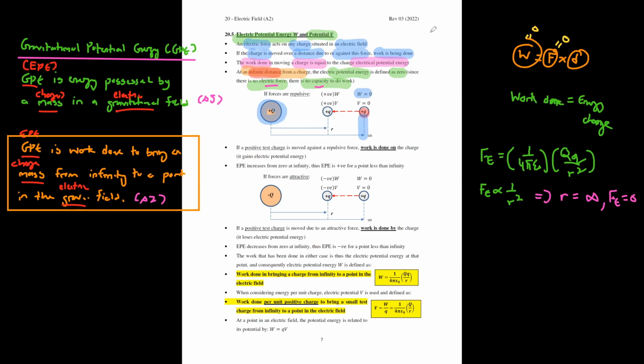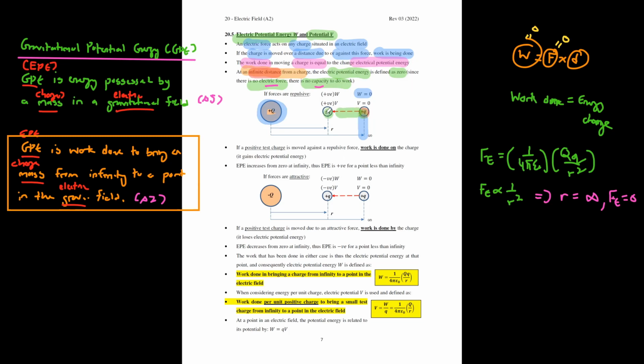Your electric potential energy here is written with symbol W. Don't confuse it with weight, don't confuse it with work. The W here is really electric potential energy. That's how they define it. So at infinity, your electric potential energy is 0. What happens if you now try to move this charge from infinity to some random point inside your electric field?